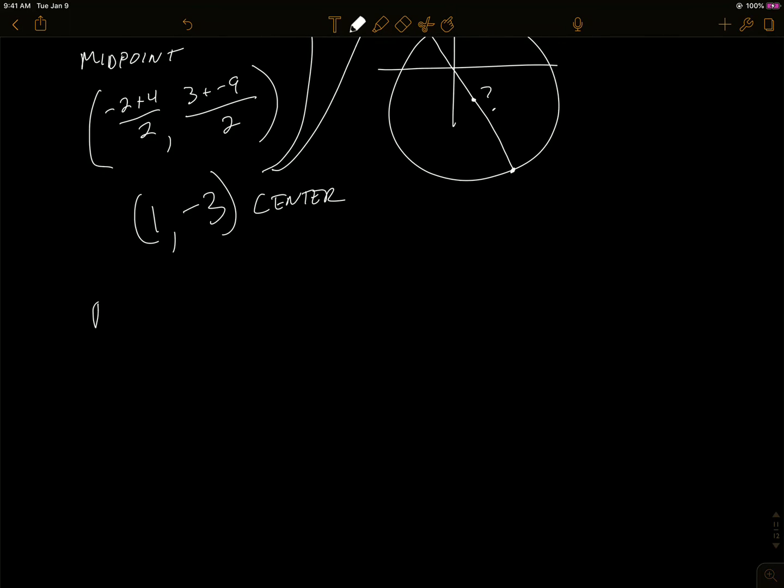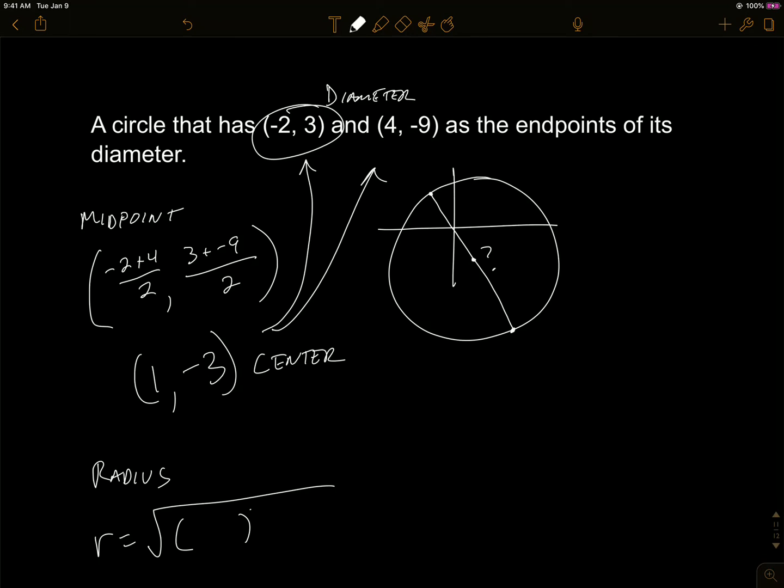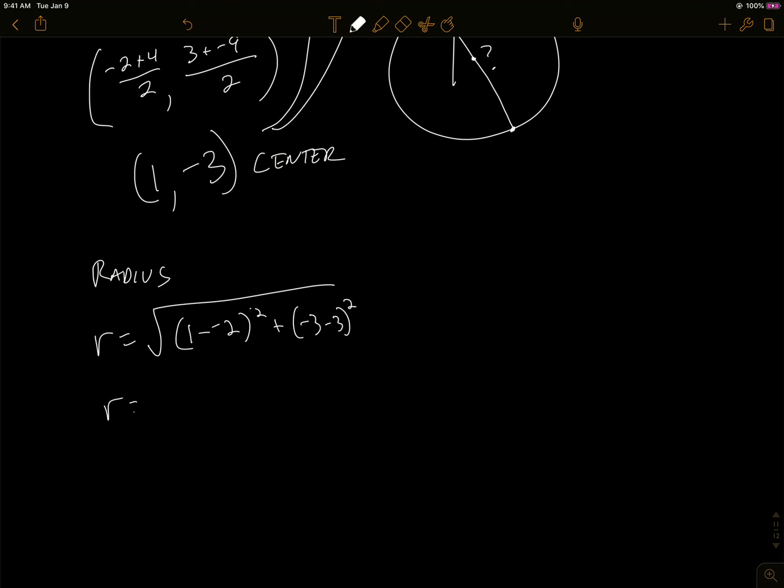I'm going to do the radius goes from the center. So the radius is the distance formula from the center to one of these points. I'll use this point. So x minus x, 1 minus negative 2 squared, plus y minus y, negative 3 minus 3 squared. So my radius is going to be, that's 1 plus 2, so squared is 9. And then negative 6 squared is 36. So my radius, I want to make sure I'm on the right track here. My radius is the square root of 36 plus 9 is 45.